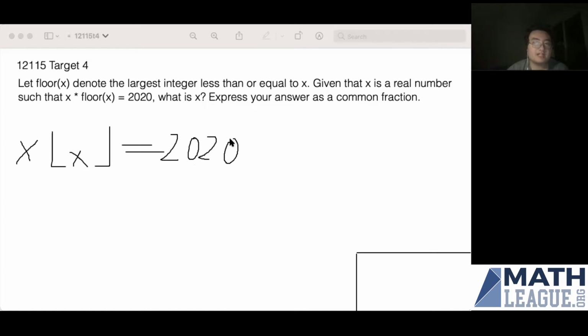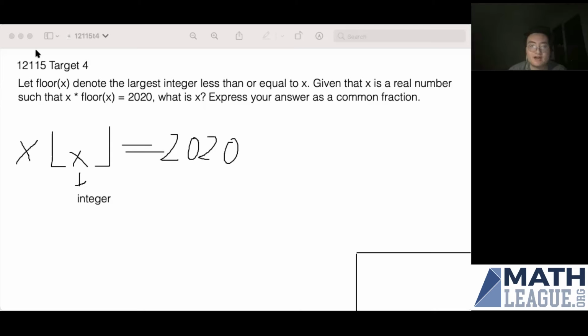By definition, floor of x has to be some integer. So first of all, is x an integer? What values would make the expression close to 2020 is the question we're trying to answer for now. Let's maybe look at perfect squares. Optimistically, we may want to hope that x is an integer. 2020 is close to 45 squared.